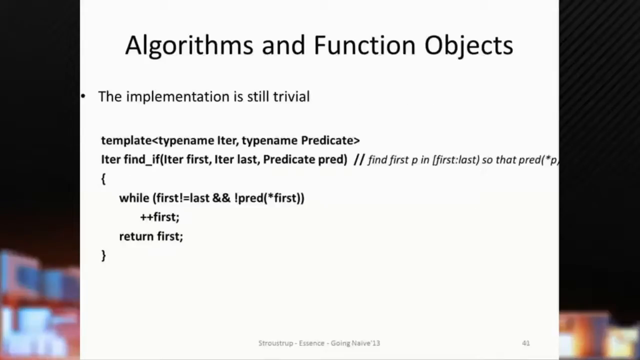And so we generalize find_if that I showed before. It simply uses the predicate: while we haven't reached the end and we didn't find the predicate, go to the next one and try again. Once you finish, you return.